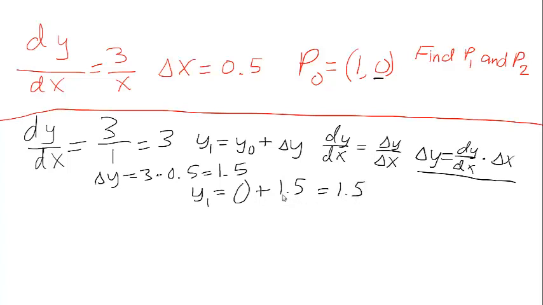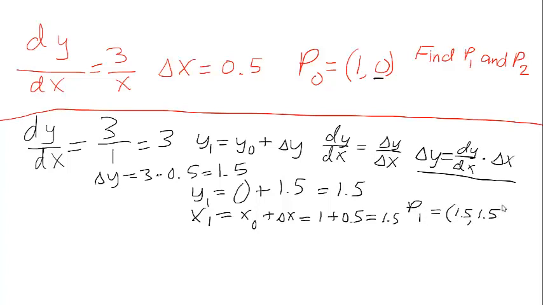And our x sub 1, same thing, equals x sub 0 plus delta x, and that equals 1 plus 0.5, as it was given to us in the problem, and that equals 1.5. So we have p sub 1 equals (1.5, 1.5). So that's basically how Euler's method can be explained in an example.